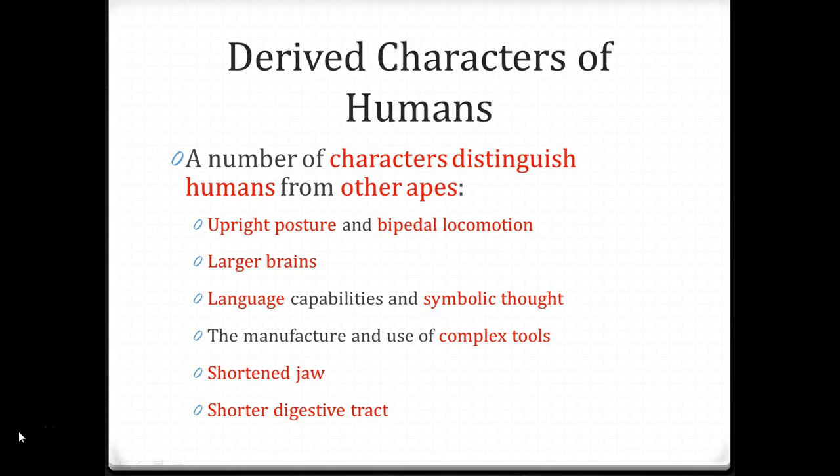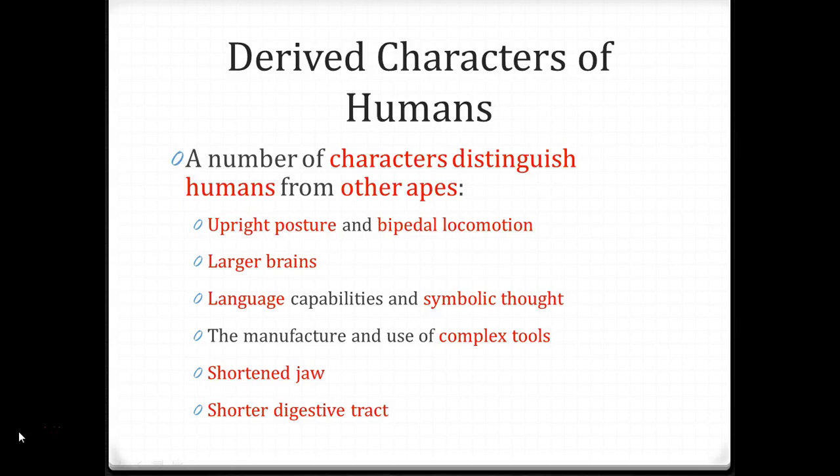Apes may be capable of bipedal locomotion, but that is not their natural state. We have larger brains, of course, a larger brain capacity than any other ape. The language capabilities that we have are far more sophisticated because they are rooted in symbolic thought. We have the ability to think in terms of abstractions and manifest those abstractions through writing and language.